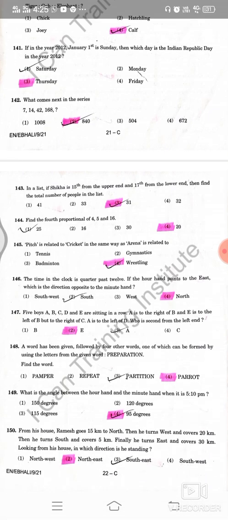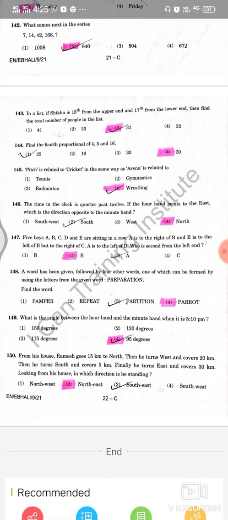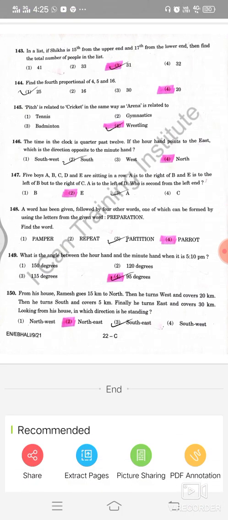Question number 142. What comes next in the series? 7, 14, 42, 168, question mark, and the answer is option number 2. Question number 143. In a list, Shikha is 15th from the upper and 17th from the lower. Find the total number of people in the list. The answer is option number 3. Question number 144. Find the fourth proportional of 4, 5 and 16, and the answer is option number 4.